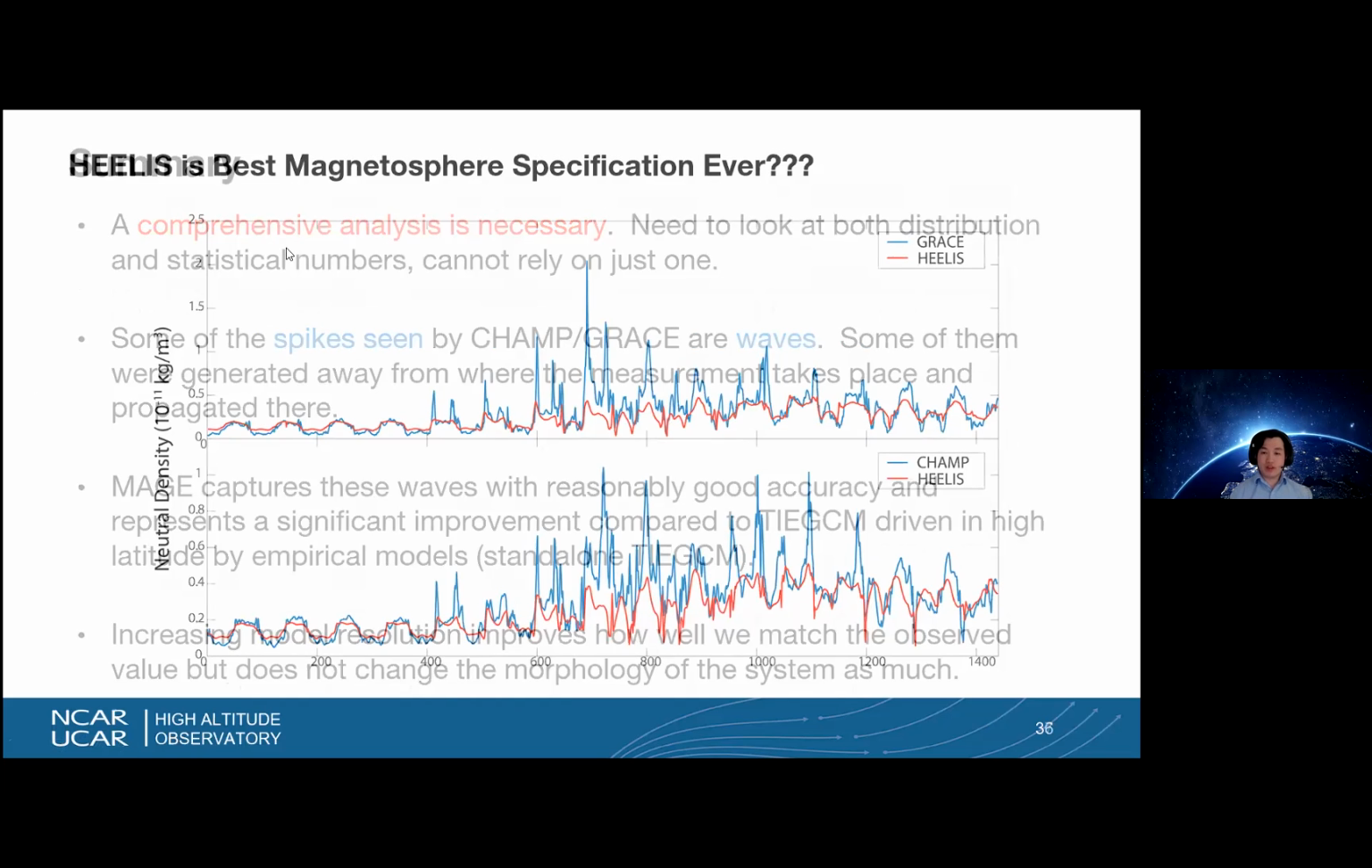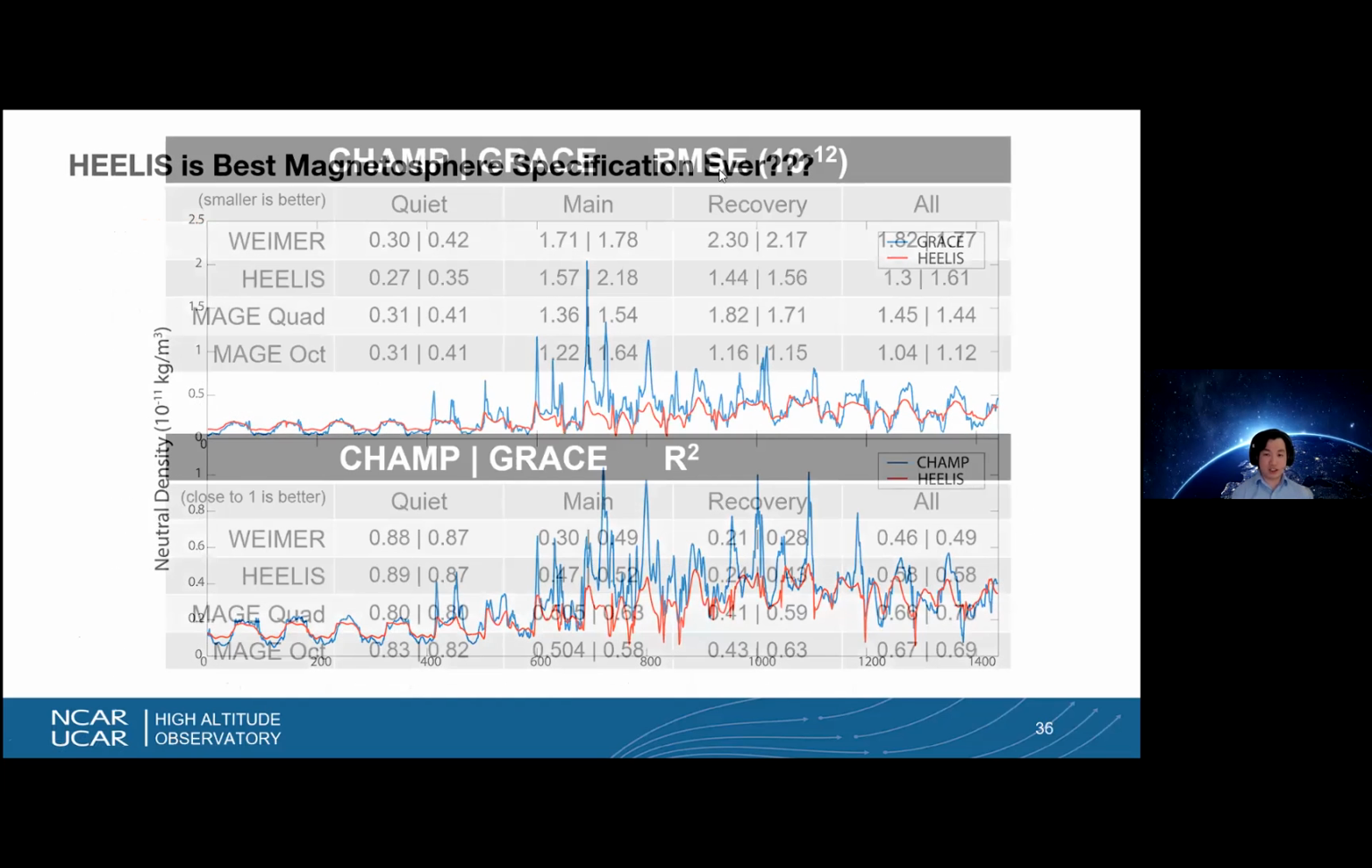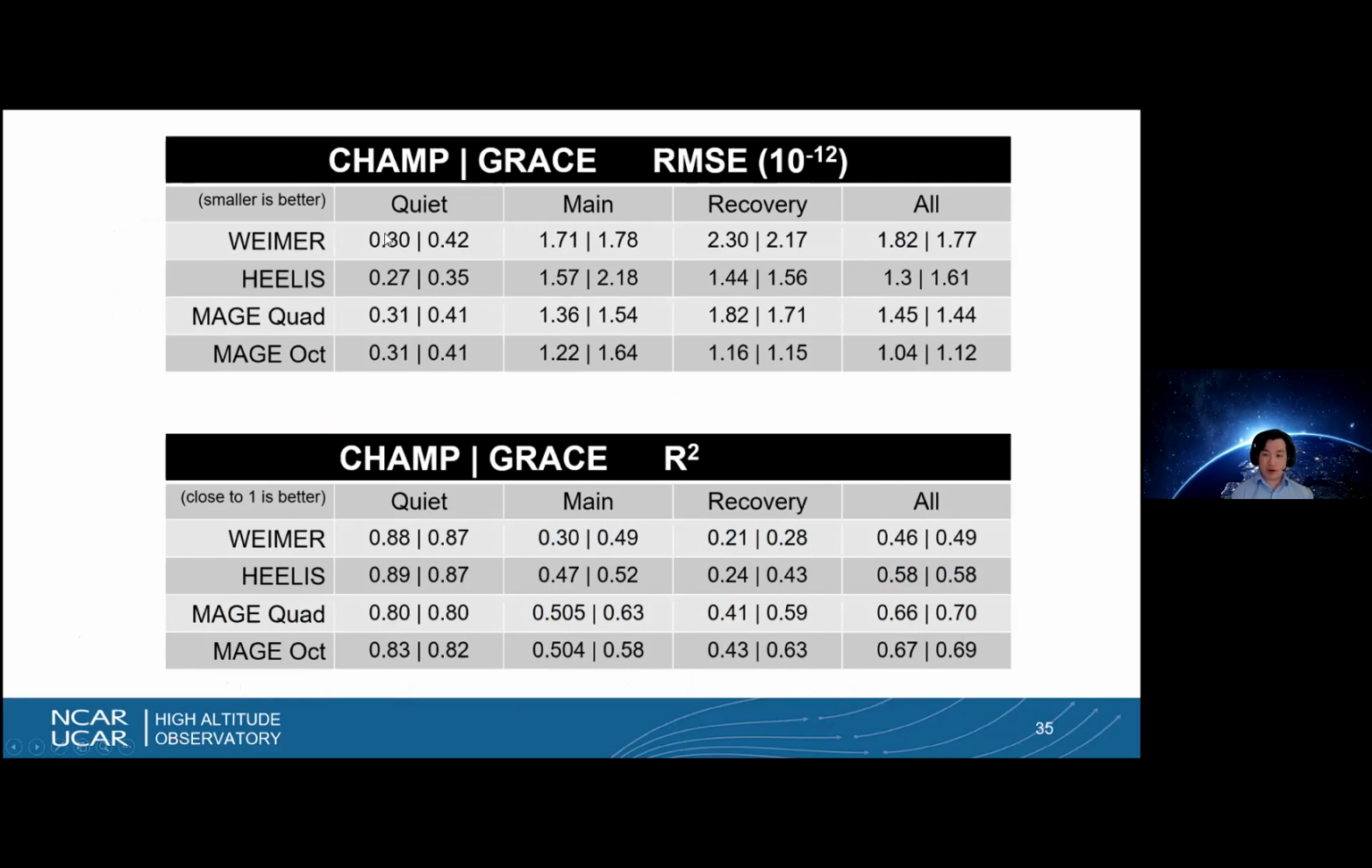So in terms of RMSE, the smaller the better. Weimar gets 0.3. Mage gets 0.3. So you have quad res and octres. Changing the resolution doesn't seem to really change a whole lot as far as RMSE in the quiet period. We actually have a larger error than we do in Weimar.